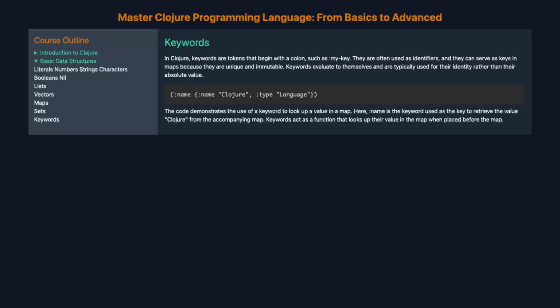The code demonstrates the use of a keyword to look up a value in a map. Here, :name is the keyword used as the key to retrieve the value "Clojure" from the accompanying map. Keywords act as a function that looks up their value in the map when placed before the map.